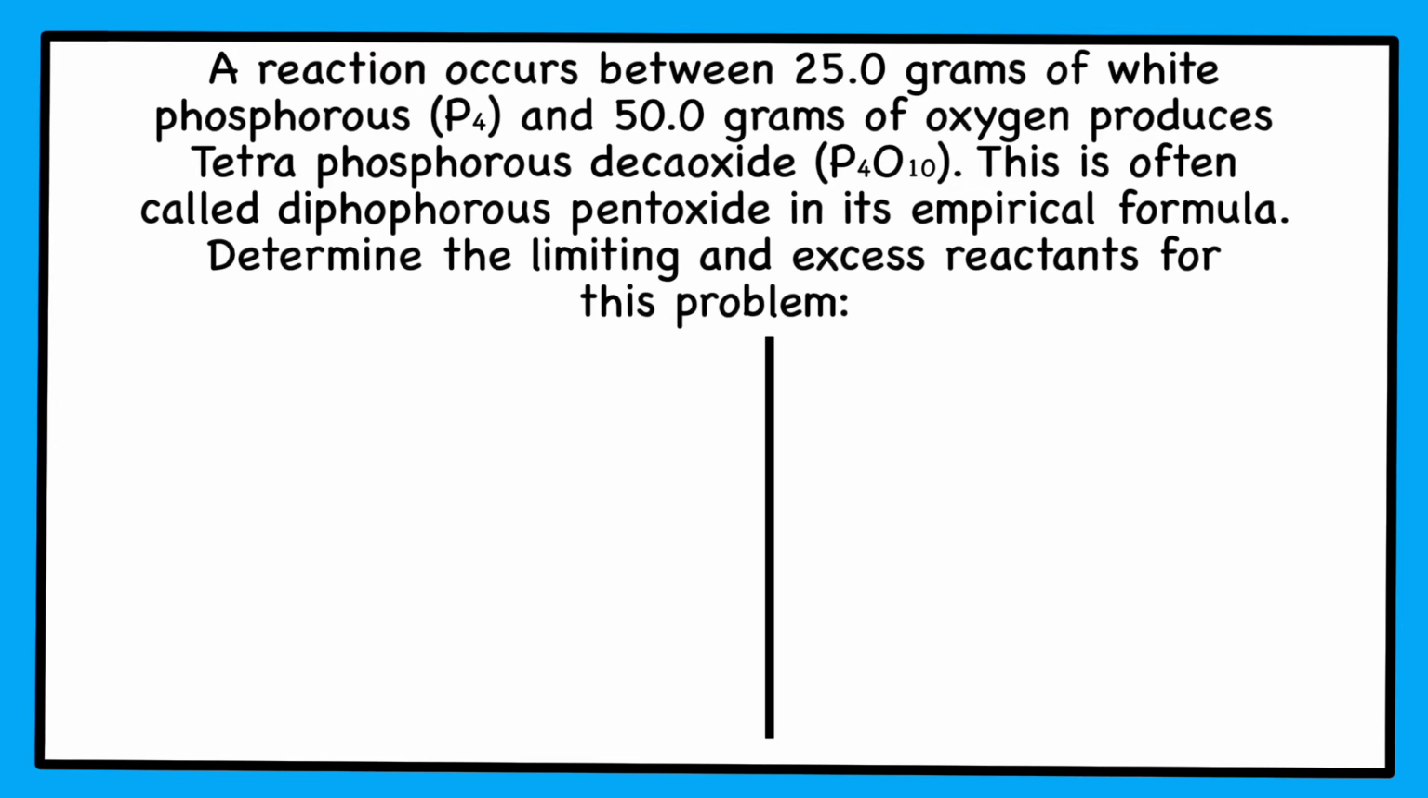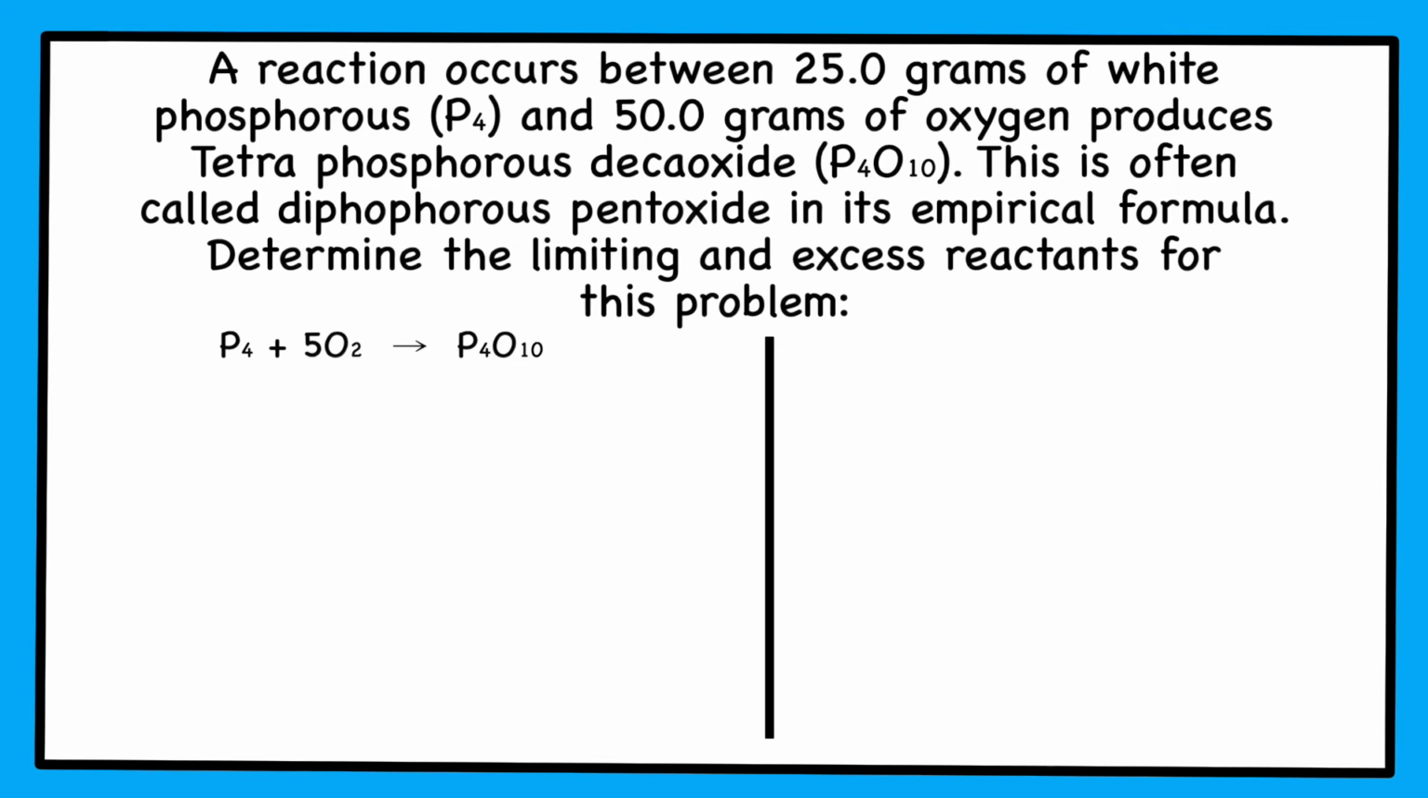First thing we're going to need to do to solve this is write the chemical equation that is occurring. So if I write this equation and balance it, we should have the following equation: P4 plus 5O2 yields P4O10. Next, I am going to solve a mass-mole problem for both reactants to see how much product is produced for each reactant.